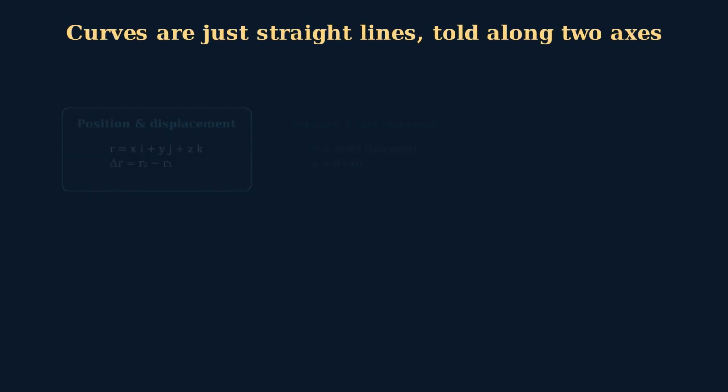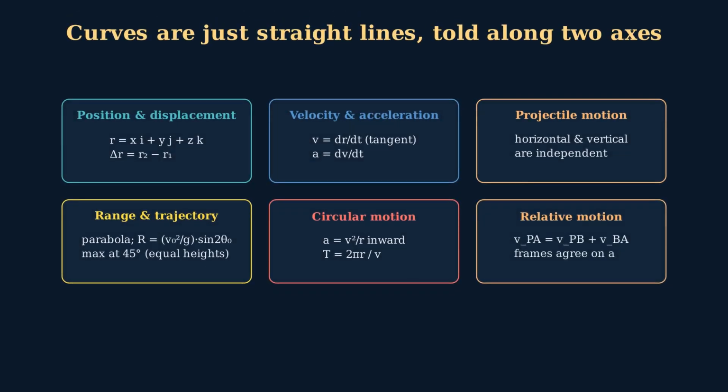So, the whole chapter on one slide. Position and displacement are vectors. Velocity is the derivative of position and always tangent to the path. Acceleration is the derivative of velocity. Projectile motion splits into an independent horizontal and vertical piece. The path is a parabola, ranging farthest at 45 degrees. Circular motion accelerates inward. And relative velocities chain by their subscripts.